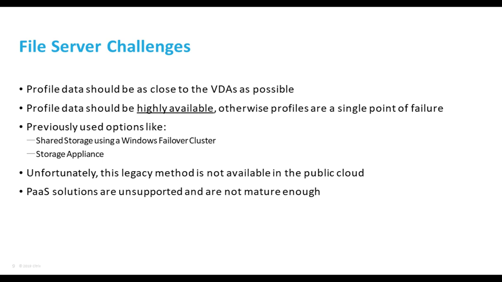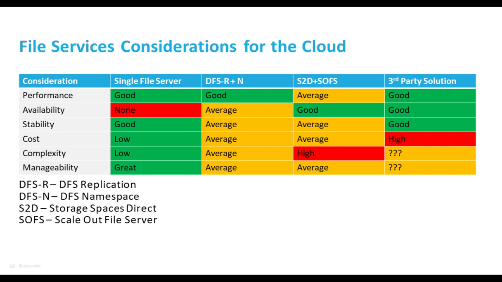We also want to make sure that our VDAs are as close as possible to our file server, because when a user logs in, we don't want to move that data across multiple hops. If you're moving a lot of profile data, that'll add extra time to the logins. Another unfortunate thing is that a lot of the Azure and AWS file server as a service solutions aren't supported because they're not mature enough in the environment. So that moves into our options for file servers in the cloud and our file services considerations.